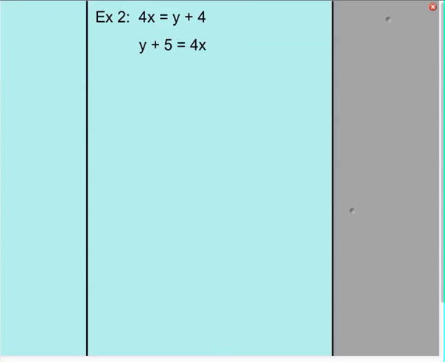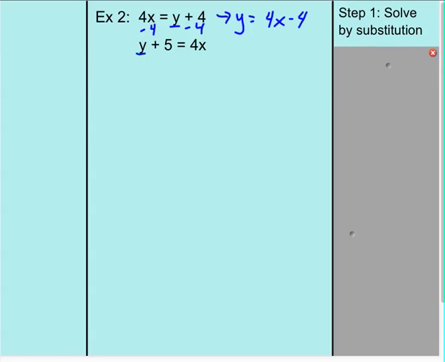So let's take a look at another one. Solving by substitution. I've got two good options here to solve for a variable. I've got y that's kind of alone in both equations. I'm just going to use my first equation, subtract 4 from both sides. So this becomes y equals 4x minus 4. So I'm solving by substitution here using my box around 4x minus 4.